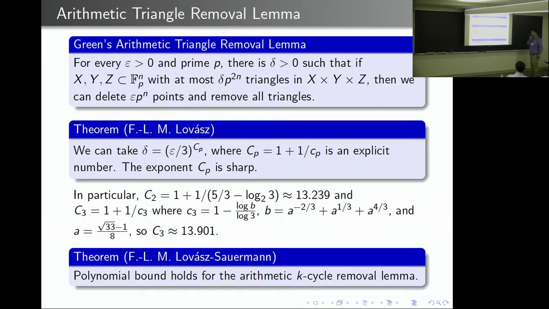And then more recently, with Lisa Sauermann, we also proved a polynomial bound for the arithmetic k-cycle removal lemma. So instead of 3 sets, if you have k sets, and you look at a k-cycle as a sum of k elements, 1 from each of these sets, that add up to 0, then there's an analog of the triangle removal lemma. For that, instead of exponent 2, you would have k minus 1, and you can ask to get good bounds for that. And we proved that a polynomial bound holds.